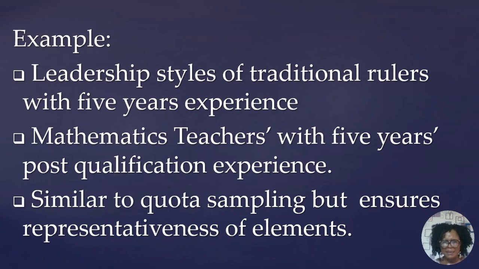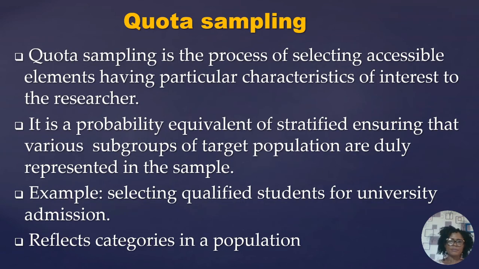Similar to quota sampling, but ensures better representation of elements. Quota sampling is the process of selecting accessible elements having peculiar and particular characteristics of interest to the researcher. It is a non-probability equivalent of stratified sampling, ensuring that various subgroups of the target population are duly represented in the sample. Example, selecting qualified students for university admission, which reflects categories in a population.